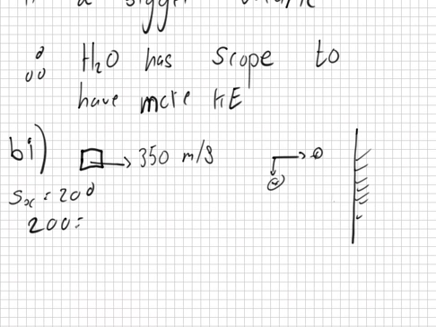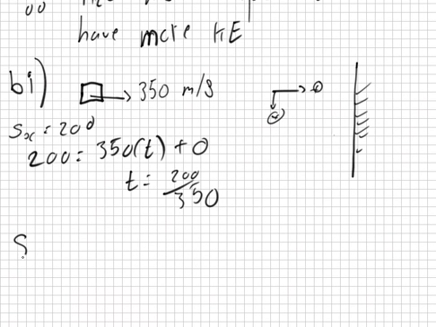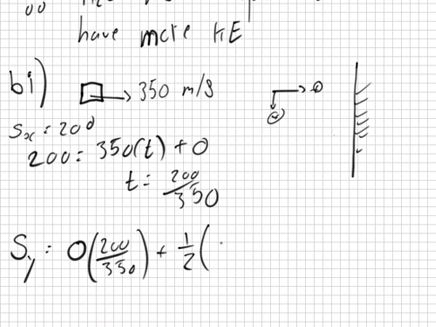So s equals ut. There's no acceleration horizontally, so plus 0, a half at squared plus 0. So this gives us t is 200 over 350. And now we can calculate the Sy. So why is there no acceleration? Horizontally there's none, there's only acceleration vertically. Sy equals ut plus a half at squared. 1.6 is what I got.